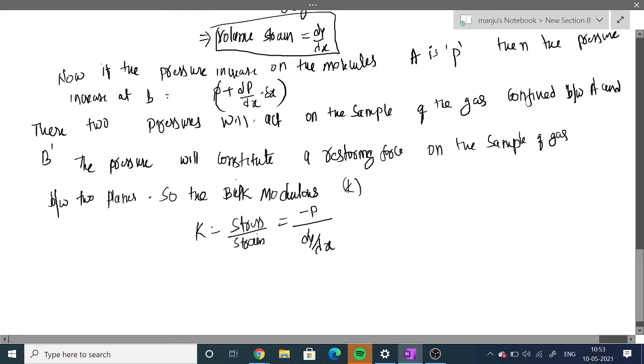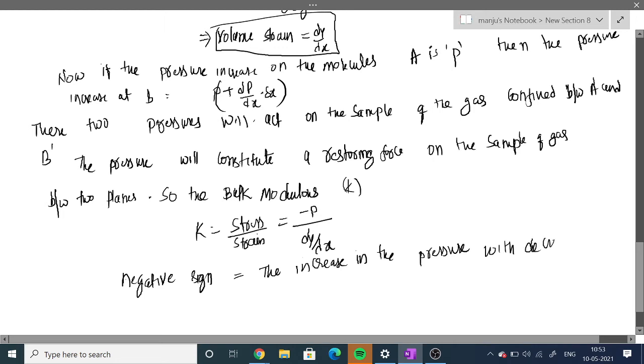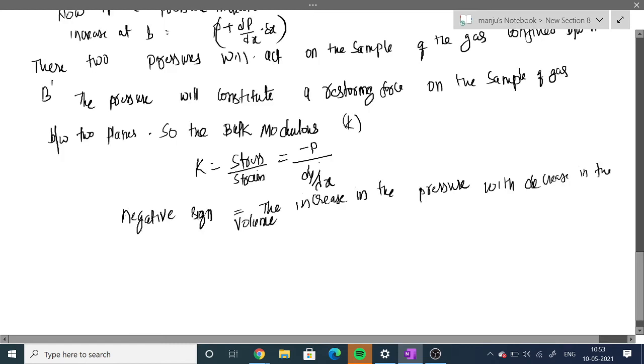So why does the negative sign appear? The negative sign indicates the increase in the pressure with the decrease in the volume. So now on simplifying this expression, we have K is equal to minus P by dy by dx, or, cross multiplying, P is equal to minus K dy by dx.